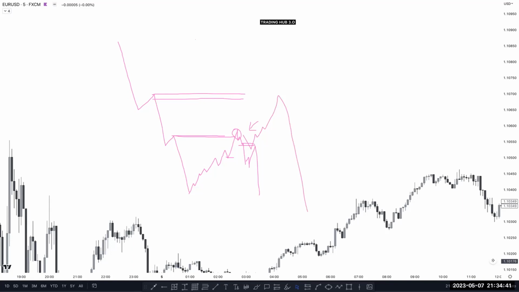CHoCH in lower time frame? Yes, sir, in a lower time frame. After taking out the inducement, you have to wait for the CHoCH or flip in a lower time frame.